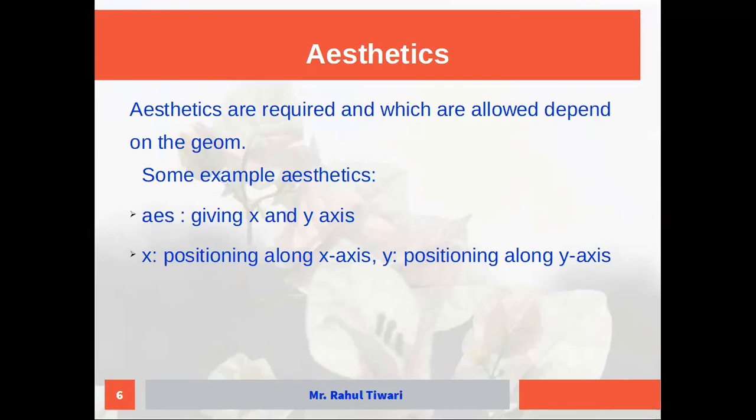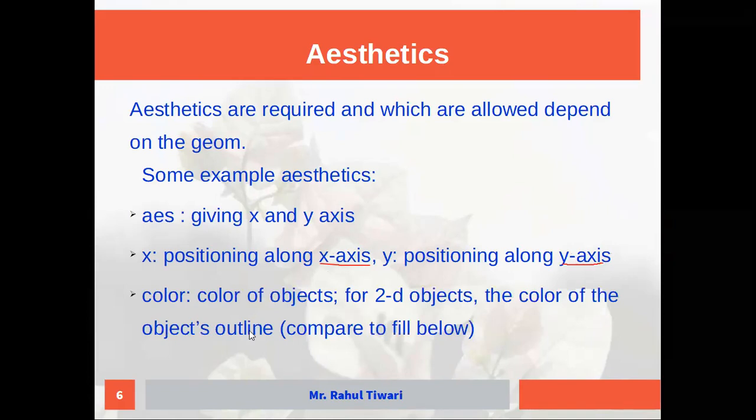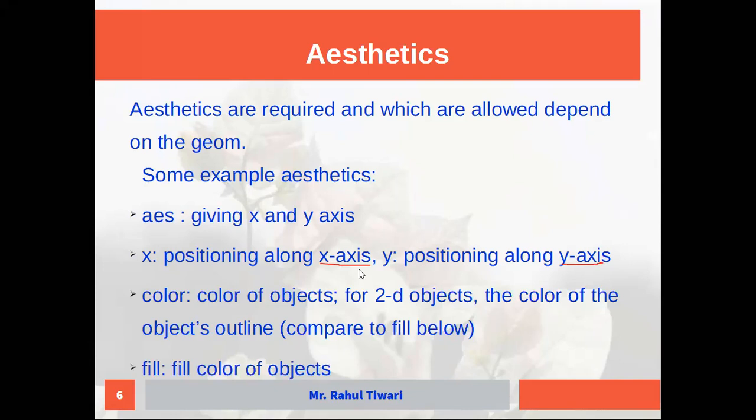But what are the geometrics allowed in the aesthetic? So that you understand. X-axis means positioning along the x-axis. Y-axis means positioning along the y-axis. Then we have colors. You can have colors, like you can fill the colors in 2D, 3D, etc. Okay, so that is basically about colors. Then you have fill options. You can fill the options, meaning which color you want to fill. Okay, so that is filling the colors.